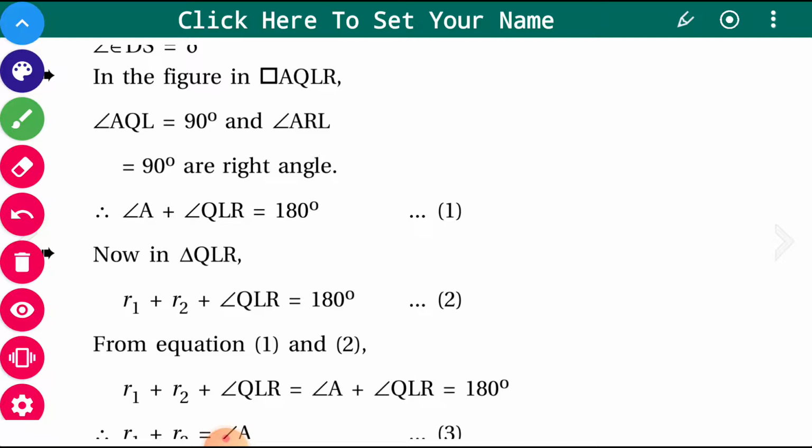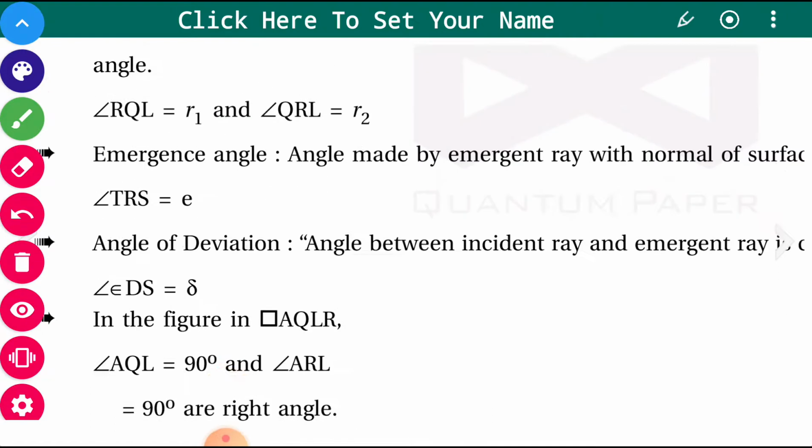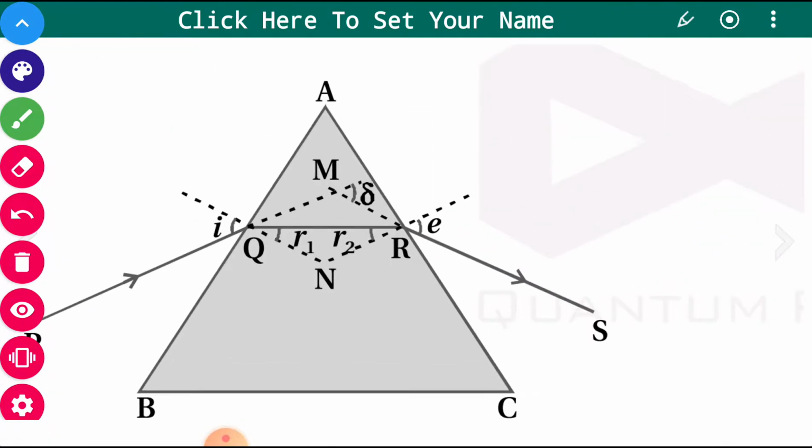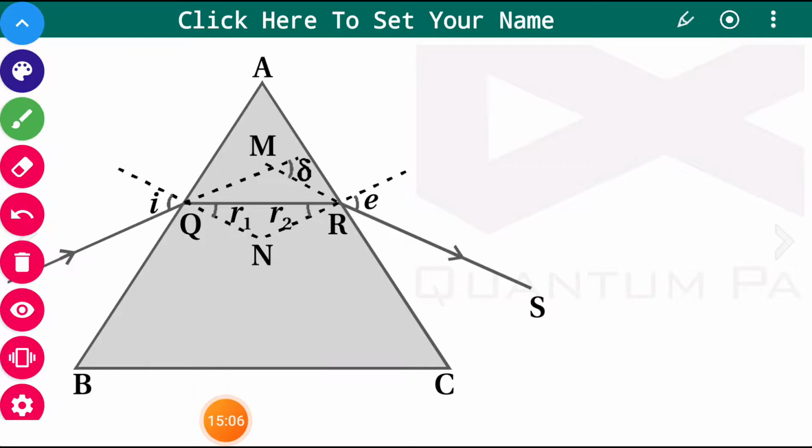Now consider the triangle QLR. Just go through the figure again. You have to take the angle QLR. Okay, triangle QLR, this is L. This triangle is taken into consideration, that is triangle QLR. Now in this triangle you can see that the sum of three angles is 180.